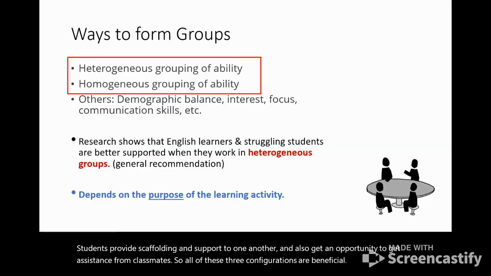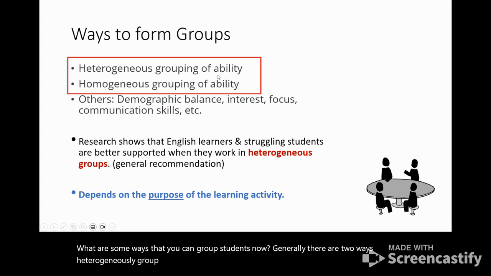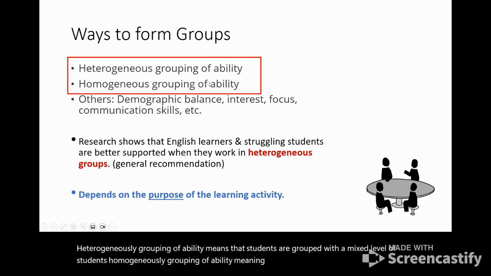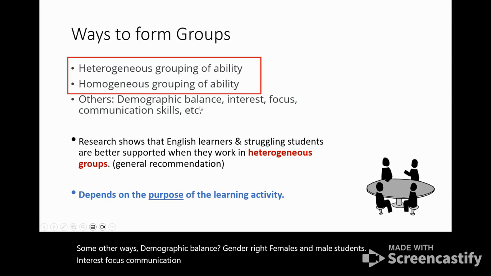Now, what are some ways that you can group students? Now, generally, there are two ways. Heterogeneously grouping of ability means that students are grouped with a mixed level of students. Homogeneously grouping of ability, meaning that students work with similar levels of students together. Some other ways, demographic balance, gender, right? Females and male students, interest, focus, communication skills. So these are some of the things that you can consider when grouping students.